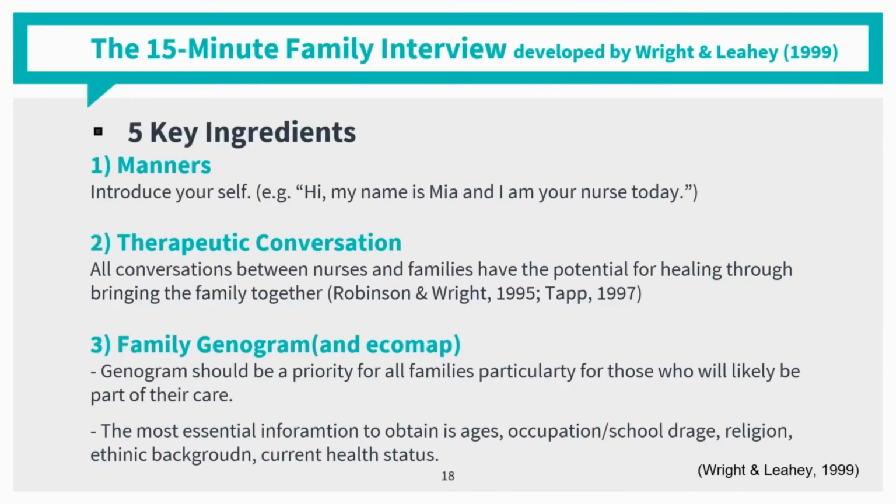It consists of 5 elements: manner, therapeutic conversation, genogram sometimes eco-map, therapeutic question, and commendation. First, we have to introduce ourselves and then start a conversation. It's always good to add why you're interviewing them. For example, you can say, "Hi, my name is Mia. I'll be taking care of you today. If you're okay, I would like to invite you and your family for the interview so that we can provide the best care for you and your family." In this process, you can start to build a genogram to understand the family structure.